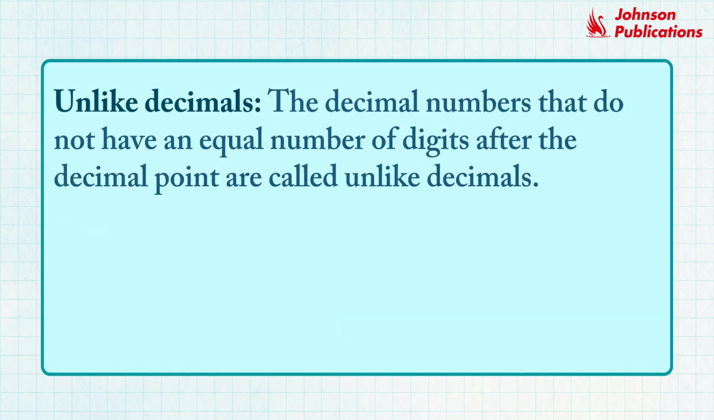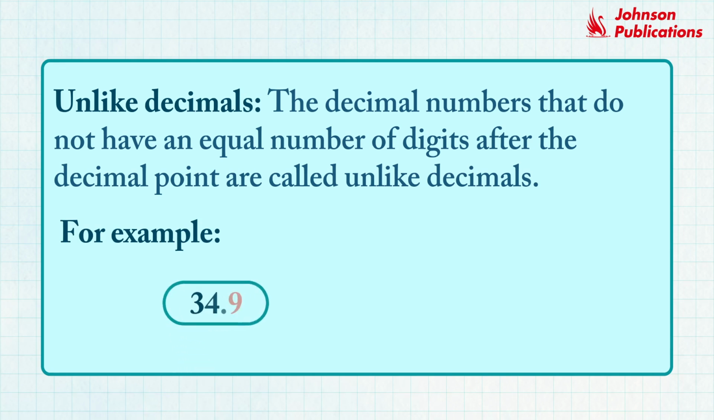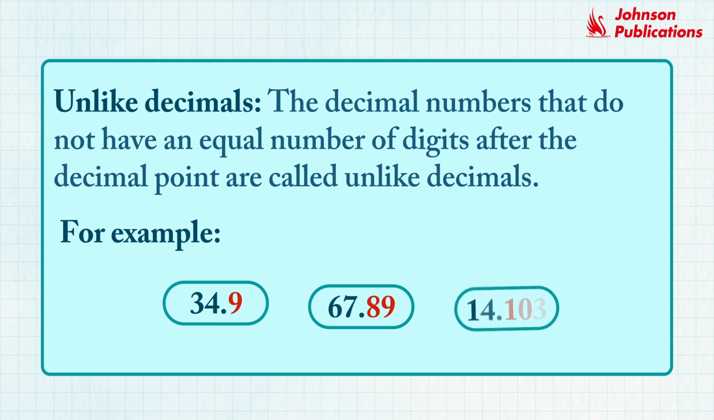Unlike decimals: the decimal numbers that do not have an equal number of digits after the decimal point are called unlike decimals. For example, 34.9, 67.89, 14.103 are all unlike decimals.